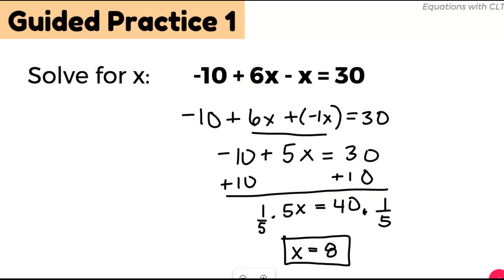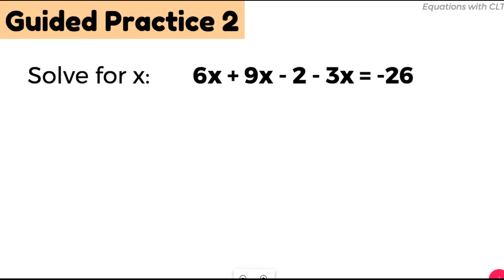Okay, go ahead and take a look at each of my steps. We have our simplifying step first. Gets us our nice two-step equation. Undo our addition, then undo our multiplication. Now here's number 2. Take a second and look at this, copy it down, and try it on your own.